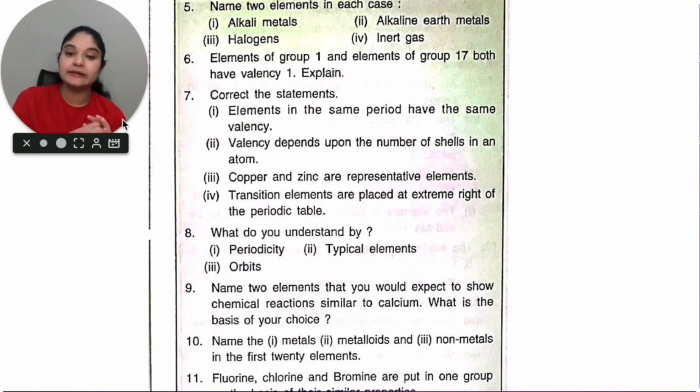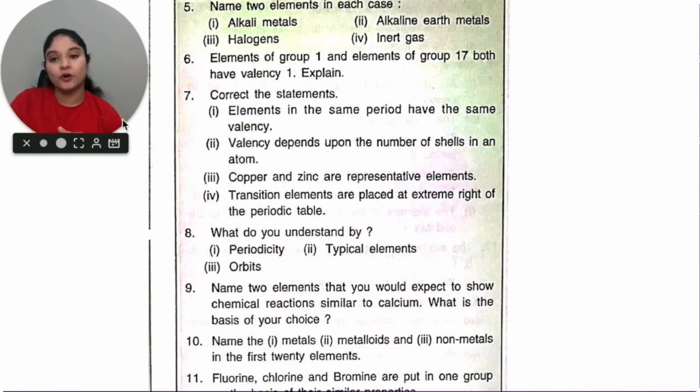Now the next is typical elements. So the typical elements is your third period elements. So that will be your sodium, magnesium, aluminium, silicon, phosphorus, chlorine. They are your typical elements because they represent their particular group completely. So if you study the first elements of this particular group, they are able to help you understand what that particular group is about. So that is the reason why they are known as typical elements.